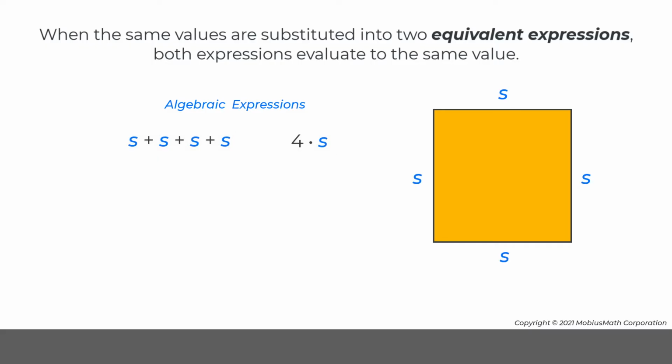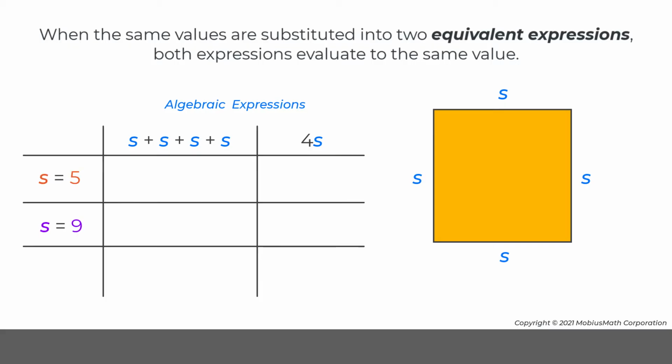The first expression adds the length of all four sides to get s plus s plus s plus s. The second expression multiplies the length of the sides by 4 to get 4 times s, or 4s. These two expressions are equivalent because for any value of s, they both evaluate to the same value.